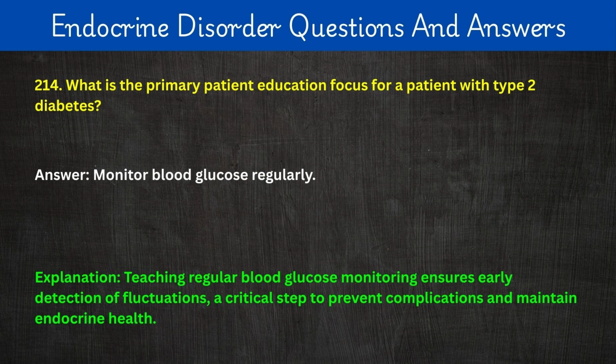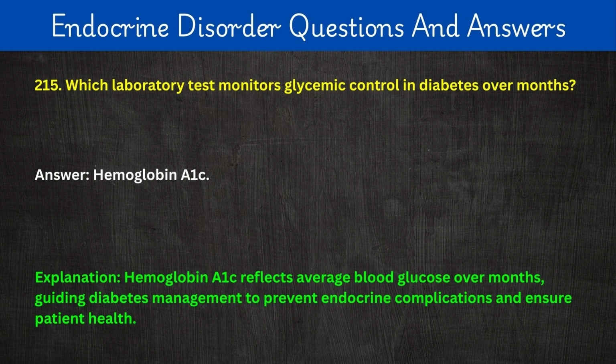214. What is the primary patient education focus for a patient with type 2 diabetes? Answer: monitor blood glucose regularly. Explanation: teaching regular blood glucose monitoring ensures early detection of fluctuations, a critical step to prevent complications and maintain endocrine health.